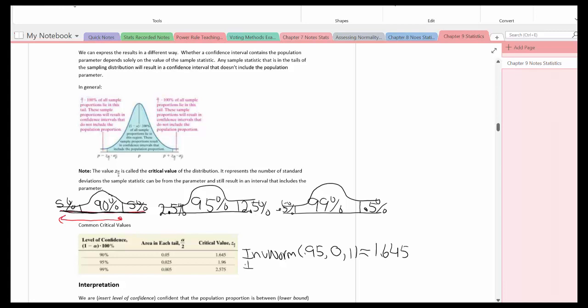So for 95%, that would be inverse norm 0.975, comma 0, comma 1. Rounding that, that's 1 and 96 hundredths. And then 99%, that would be inverse norm 0.995, comma 0, comma 1, and to 2 decimal places here, that would be 2.58.